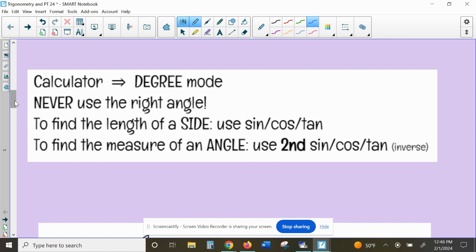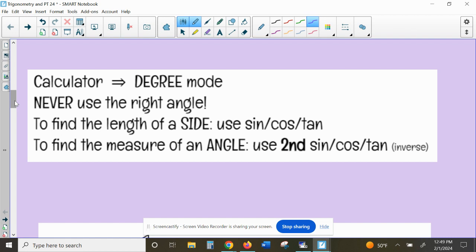Okay, so what should it look like? S with what? O over H, and then what? C with A over H, and T with O over A. If you don't know that, you can't do trig. So you just got to memorize it. And if I ever do trig problems, I write this up at the top of my paper exactly like this every single time. And that way I know what they are. Okay? So if you didn't get them right this time, make sure you study them so that you can get them.